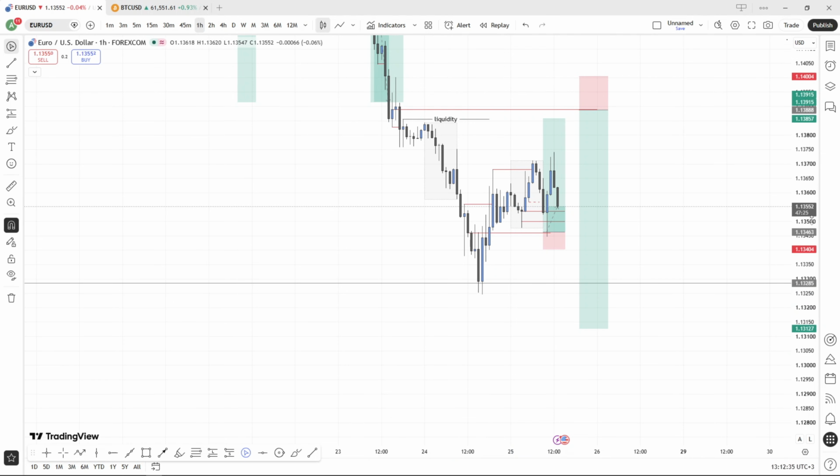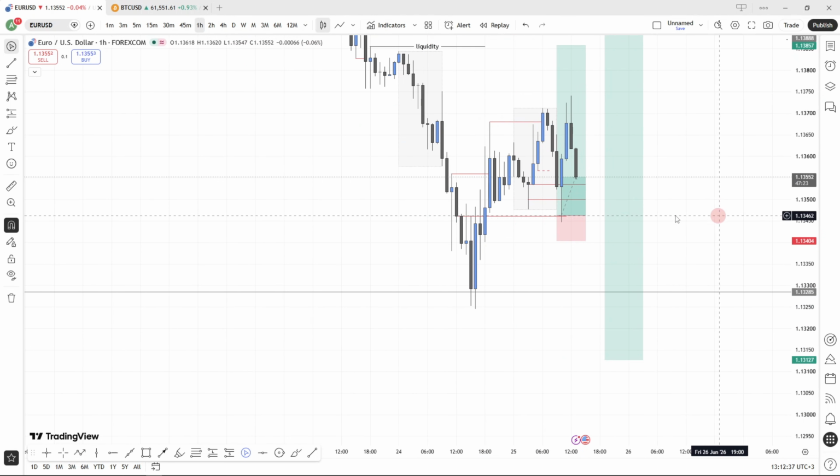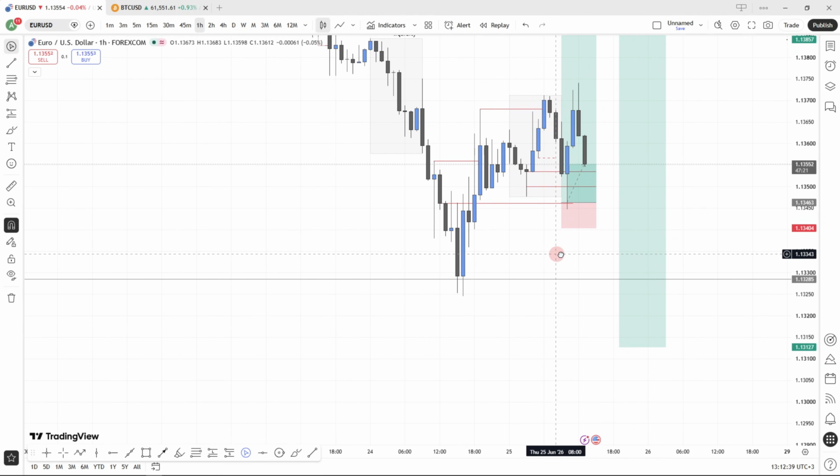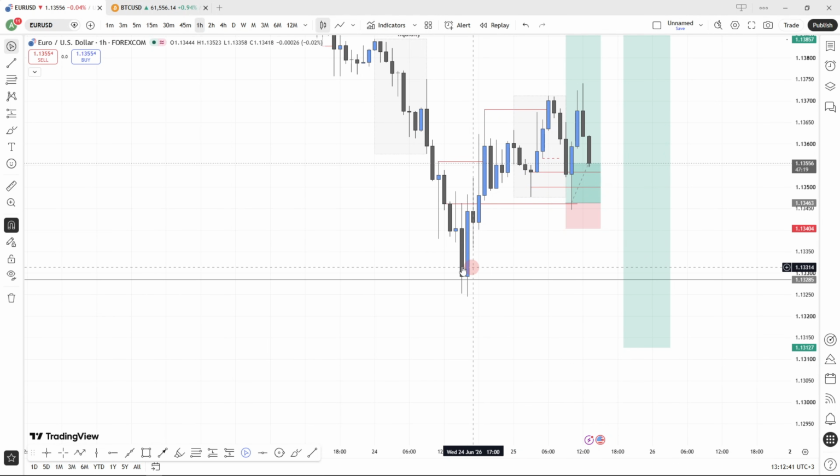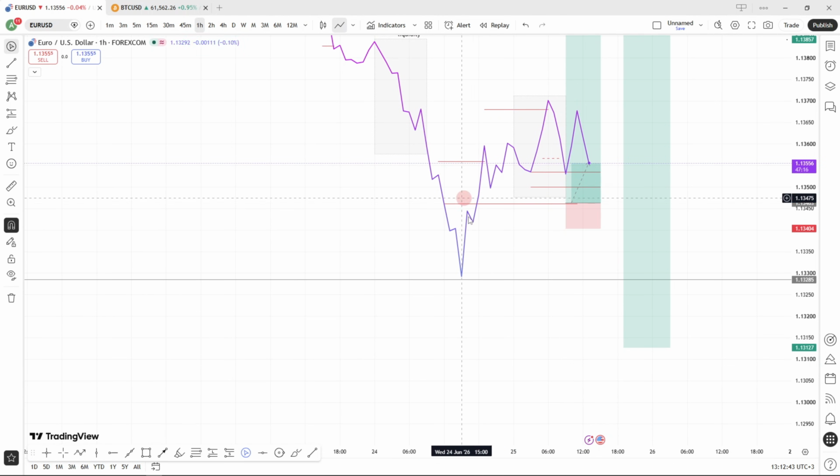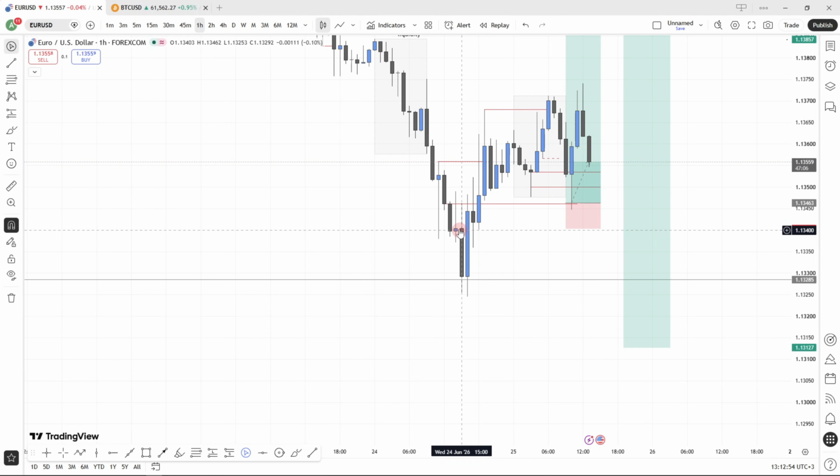On the 1 hour, you can see I checked in for the first BBOS, which is a simple break. This right here should be our BBOS. Now after having a BBOS, we need to find a break of structure. This is the break of structure.